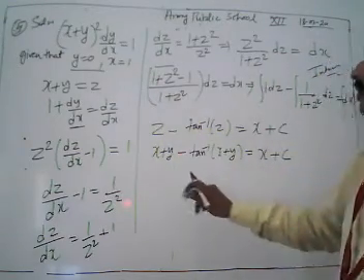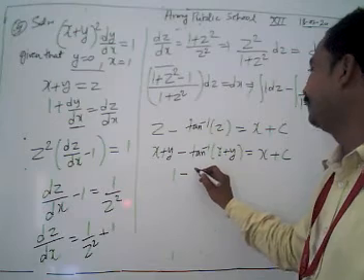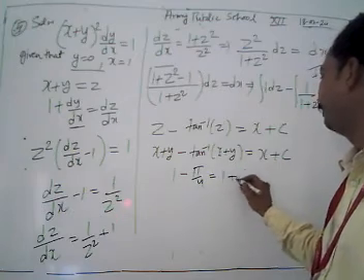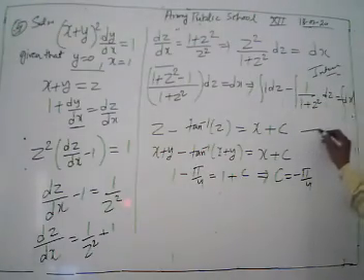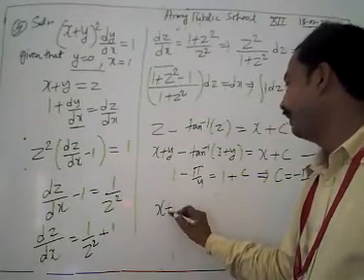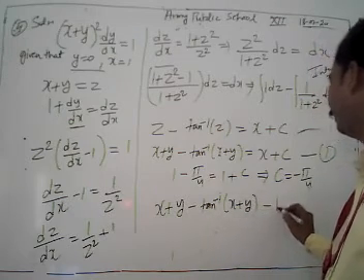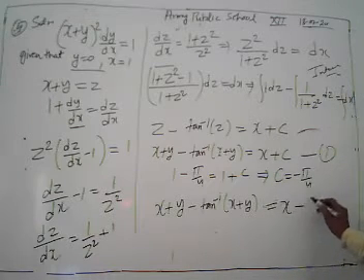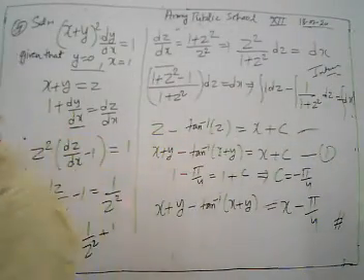y 0, x 1 means here we get 1. Here we get 1 minus tan inverse 1, which is pi by 4, equal to 1 plus c. Then from here the value of c is minus pi by 4. Putting the value of c in this equation 1, what do we have? x plus y minus tan inverse (x plus y) is equal to x, and the value of c is minus pi by 4.